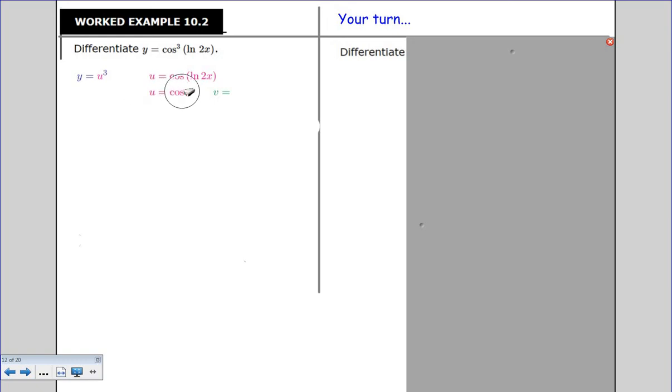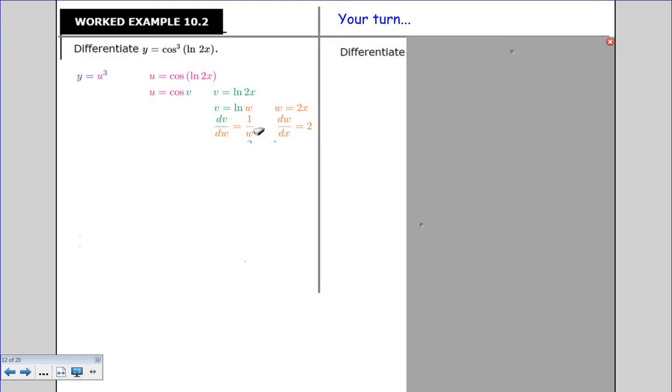So I'm going to say that u is cos of v, and that v is natural log 2x. And again, natural log 2x is not just natural log x, so I'm going to say that 2x is equal to w, okay, and v is natural log of w. Okay, so finally 2x is a nice simple thing that we can differentiate with respect to x. So there we go, we get 2. And now if we differentiate natural log of w, we get 1 over w, which would be the same as 1 over 2x.